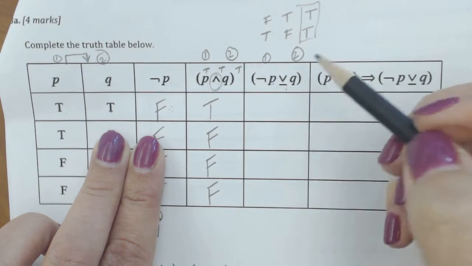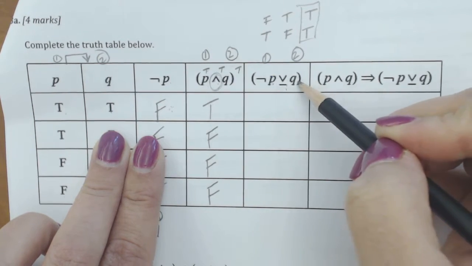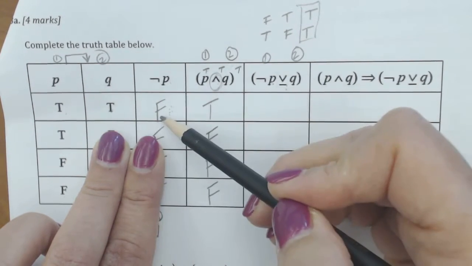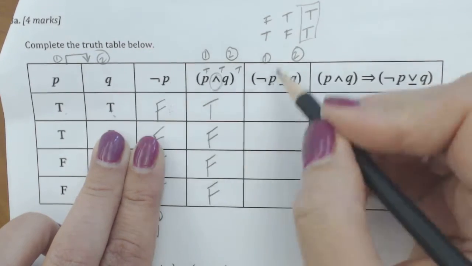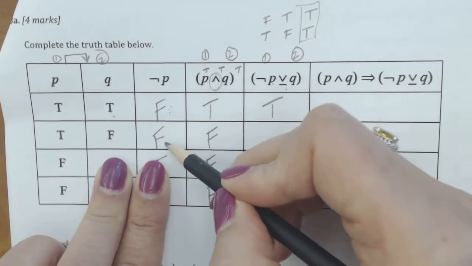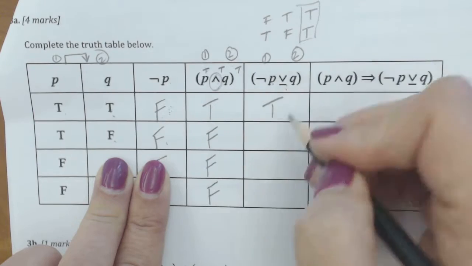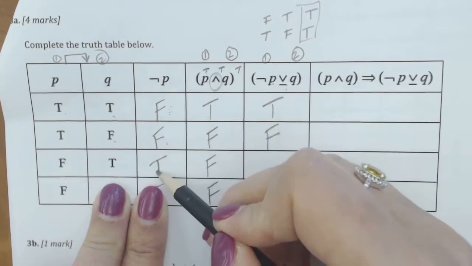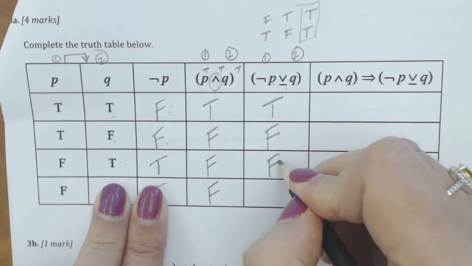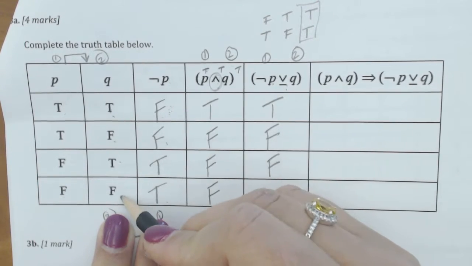All right, so let's look. Remember, we're going from not P to Q, not P to Q. So we're going from false to true. I can have that. False to false. I cannot have that. True to true. I cannot have that. And true to false.